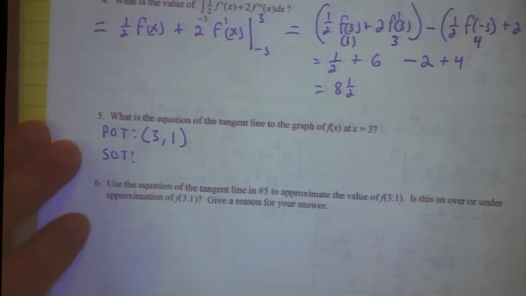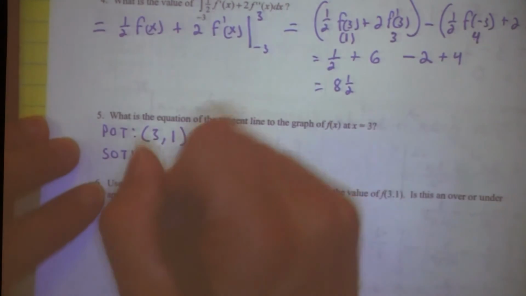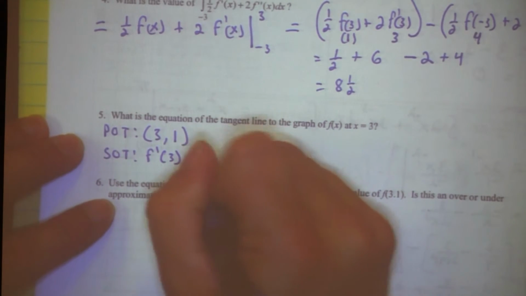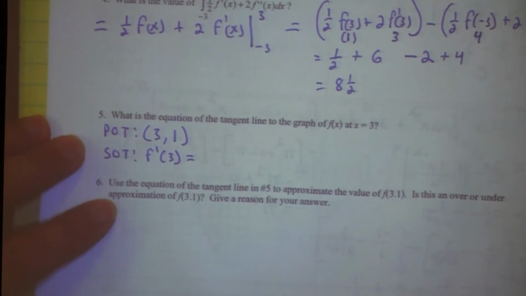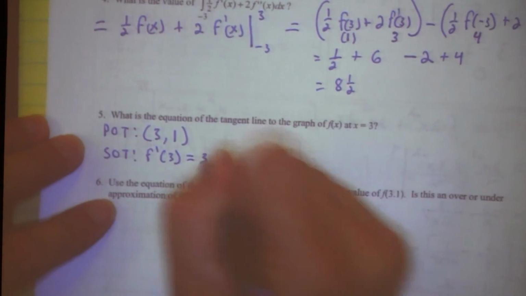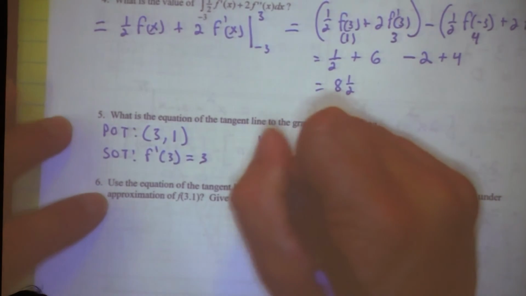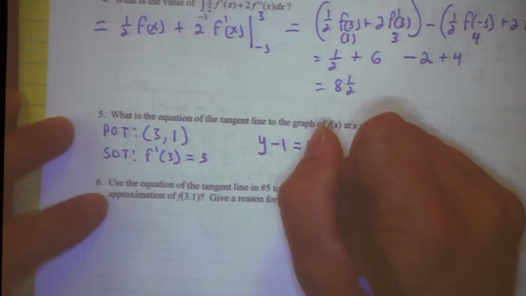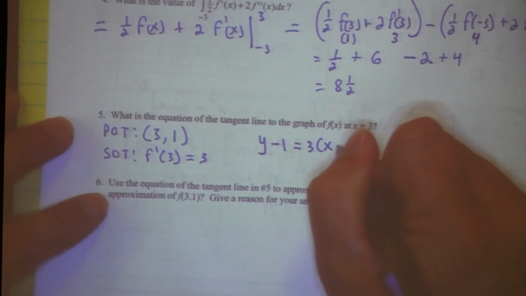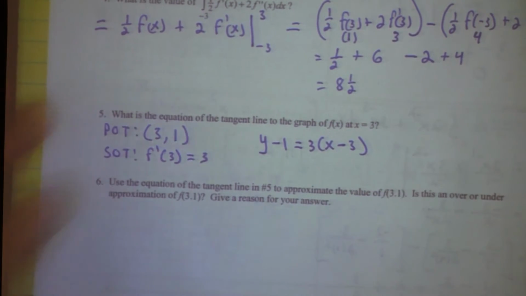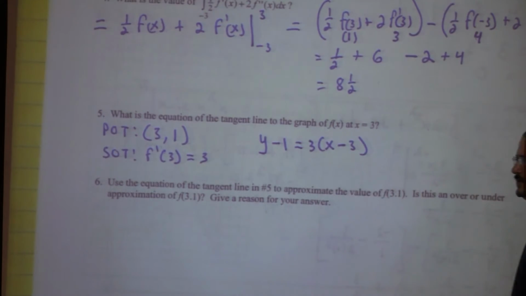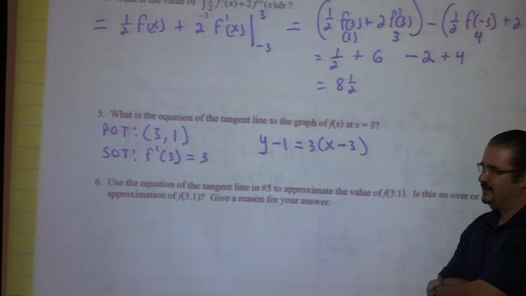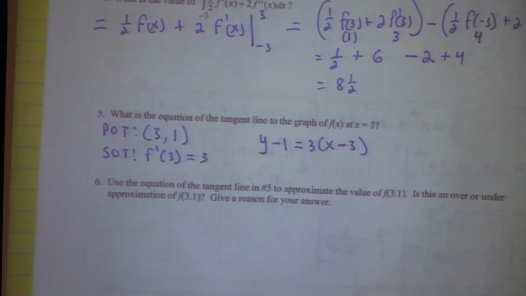What gives us the slope of the tangent line? A derivative, in this case the first derivative at what number? At 3. So what's the first derivative at 3? 3, okay, so what's my equation? y minus 1 equals 3 times x minus 3. Beautiful. What's the equation of the normal line? y minus 1 equals negative 1 over 3, x minus 3.